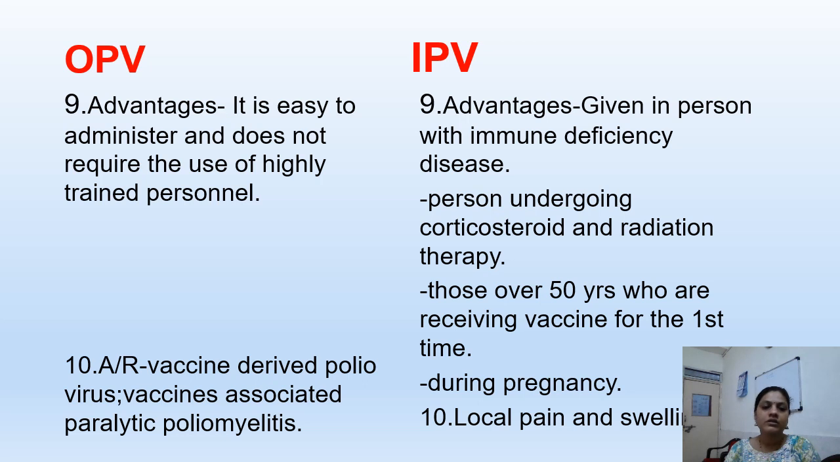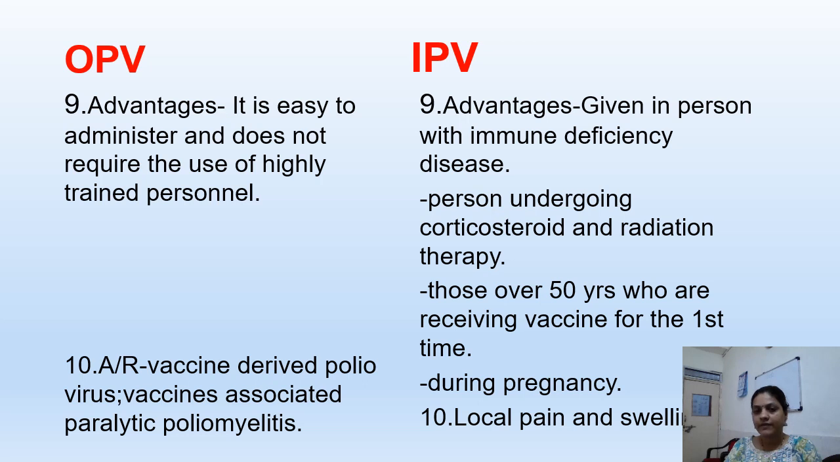Then OPV, the other advantage is it's easy to administer. It's just orally administered, so it does not require paramedical or trained staff. Then the adverse reaction: the most important adverse event following OPV is vaccine-associated paralytic polio, and that is the main reason why we want to replace OPV with the IPV, because there will always be the risk that after giving polio vaccine, the vaccine virus may mutate in the gut of the recipient and can produce vaccine-associated paralytic polio.